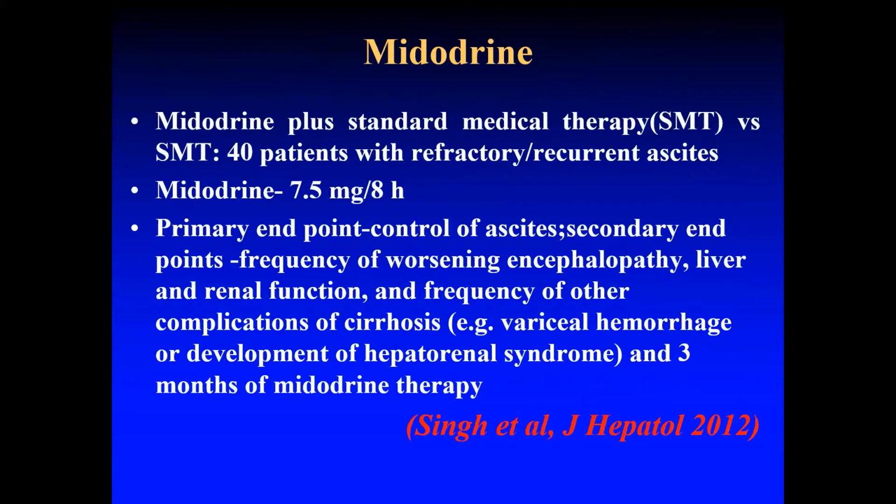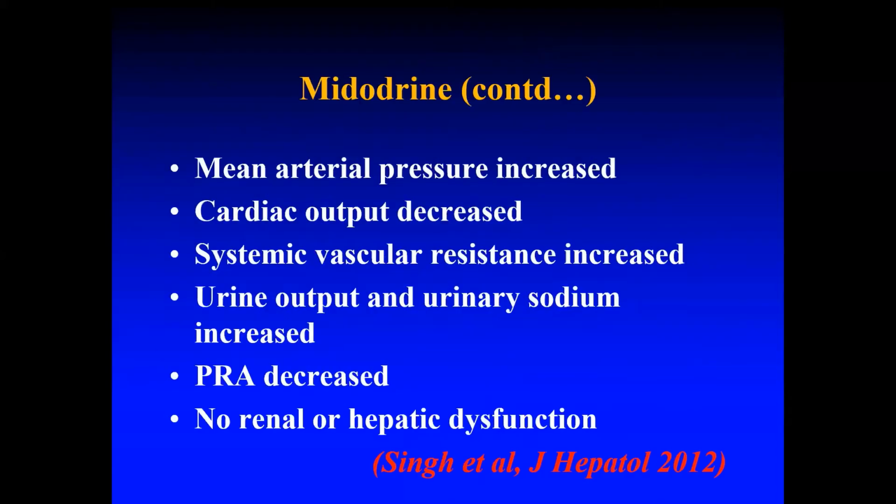Here we used midodrine for the control of refractory or recurrent ascites. In this, we used 40 patients with refractory or recurrent ascites. Midodrine was given in doses of 7.5 mg 3 times a day. The primary endpoint was the control of ascites. Secondary endpoints were the frequency of worsening encephalopathy, liver and renal function, and frequency of other complications of cirrhosis, for example variceal hemorrhage or development of hepatorenal syndrome, with 3 months of midodrine therapy.